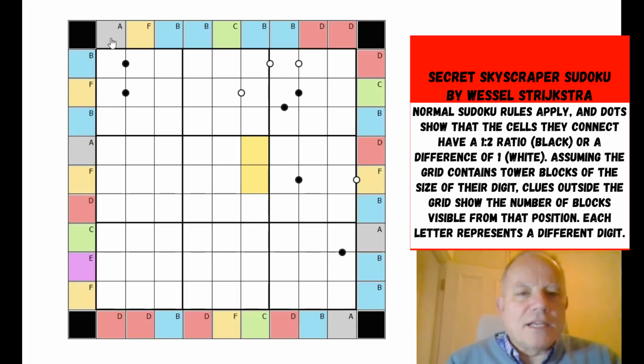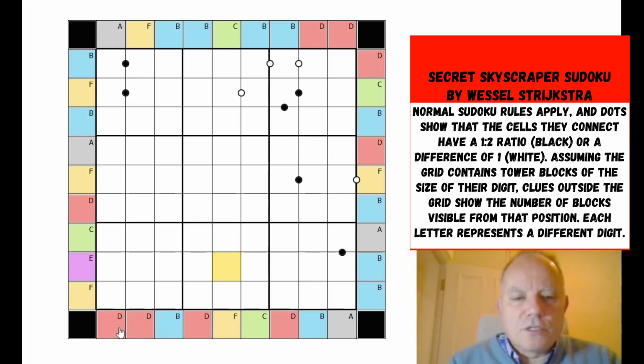Now, what's going on around the edge? Well, this is really a skyscraper Sudoku in which if you had a number 2 in this cell outside the grid, it would mean that looking in from this side and visualizing all the numbers as tower blocks of that height, how many tower blocks could you see? So for instance, if you had a block of size 1 here, i.e. a 1 in the grid, and a 9 here, then this number would be 2, because you could see that block of 1 and that block of 9, and you wouldn't see any of the smaller numbers behind the block of 9. So we've got normal Sudoku rules.